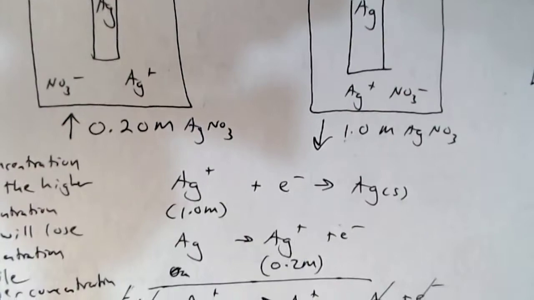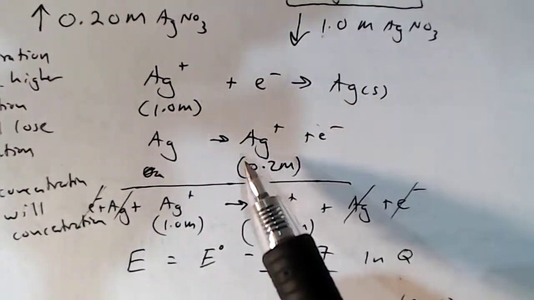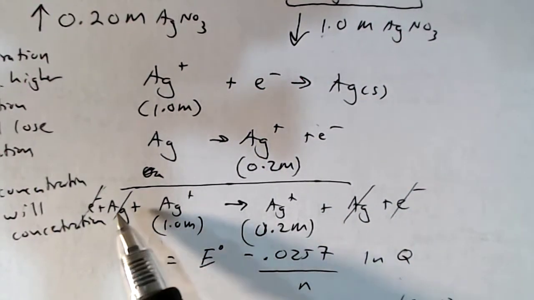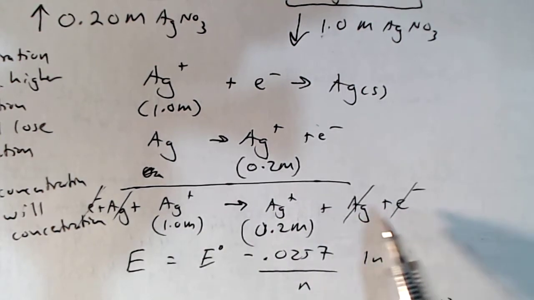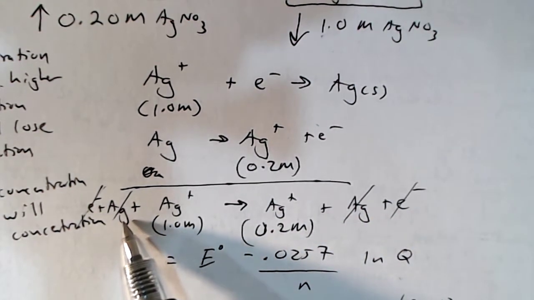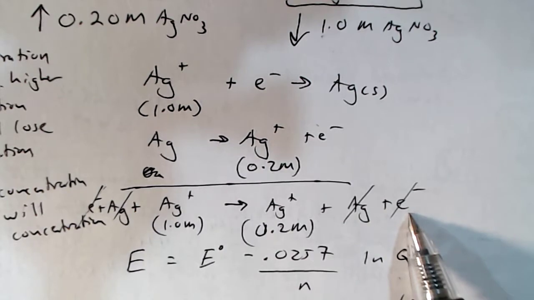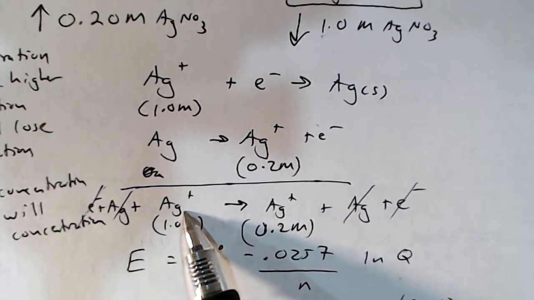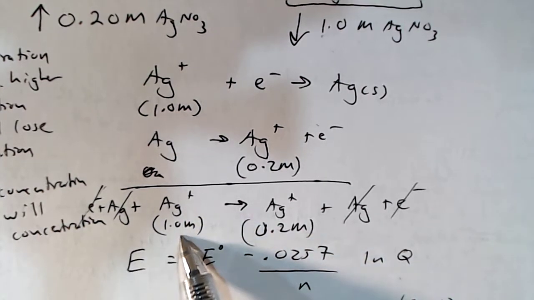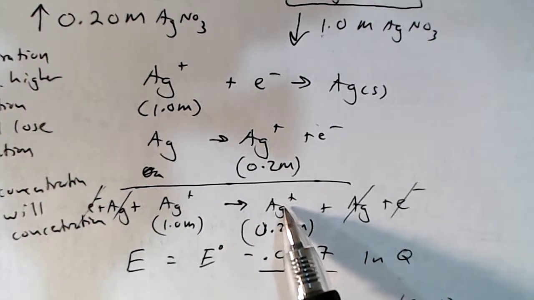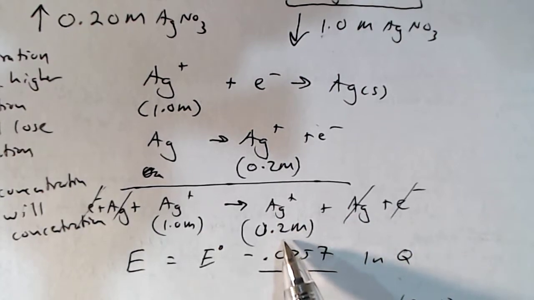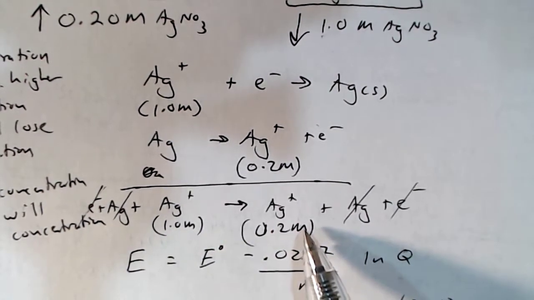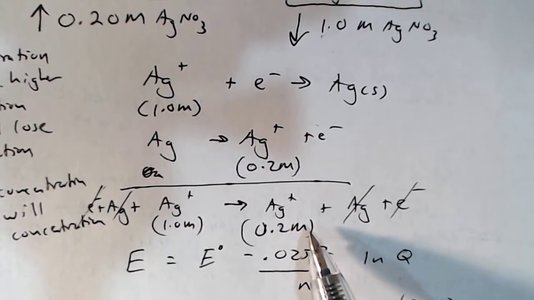All right, so having these 2 half reactions, we're going to have an overall chemical equation, but we can simplify it. We know one electron is on both sides and solid silver is on both sides. So essentially, silver ions that are in the more concentrated solution are going to turn into silver ions in the less concentrated solution. Now, having that, let's determine the voltage that we can expect from this cell.